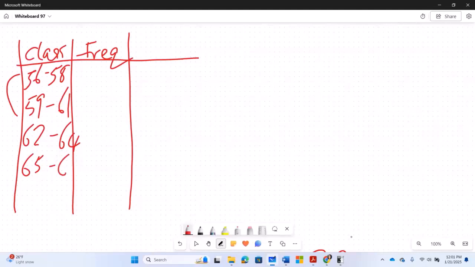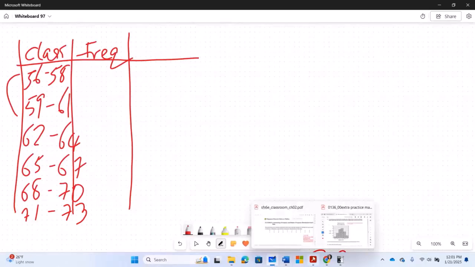64 plus 3 is 67. I don't even have to have all of them. 65 plus 3 is 68. 67 plus 3 is 70. And this is going to be 71. If I need this, 71 to 74. Probably don't need this. 73. Well, let me see if my table is right.